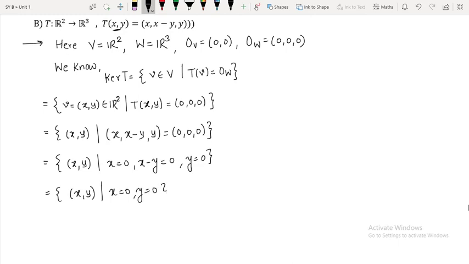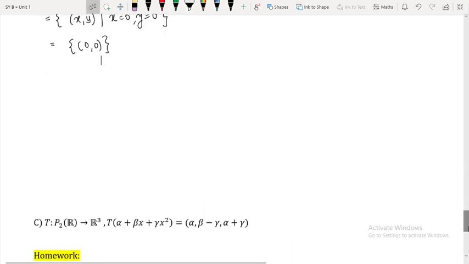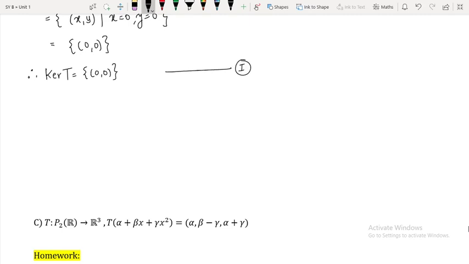So which is equal to set of all xy such that x is equal to 0 and y is equal to 0, because you can see that this equation is also satisfied if you put x is equal to 0 and y is equal to 0. So it is equal to 0 comma 0. Therefore kernel of T is equal to singleton 0, you can call it as sum 1, and therefore T is one-one, okay.